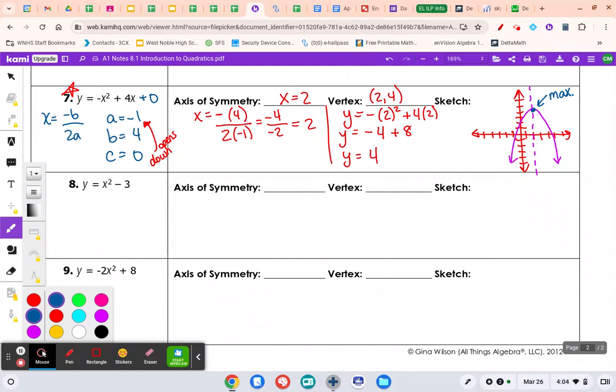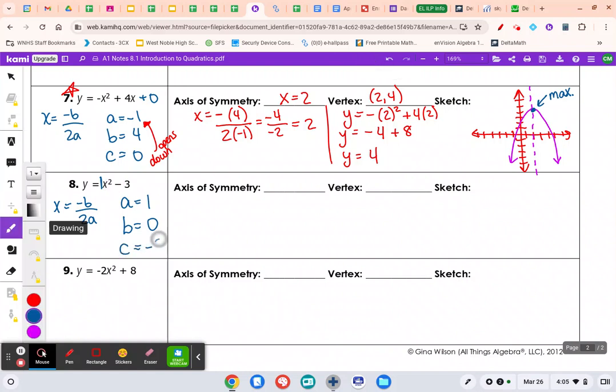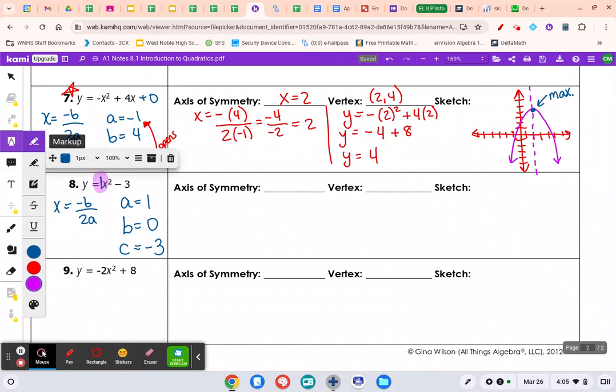All right, question 8. Same axis of symmetry equation. Notice it does not change. It's always negative b over 2a. This time a is 1 because there's no number in front of x squared. B is actually 0 because there is no x term at all, okay? There's no x term making b 0, and c is negative 3. Guys, the difference between having a 1 and a 0 is the fact that this variable does exist, okay?